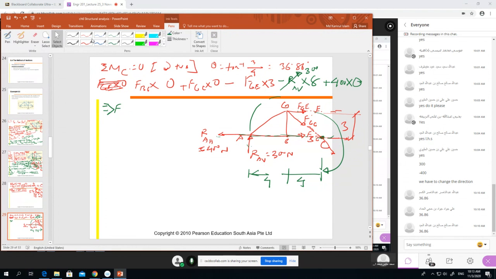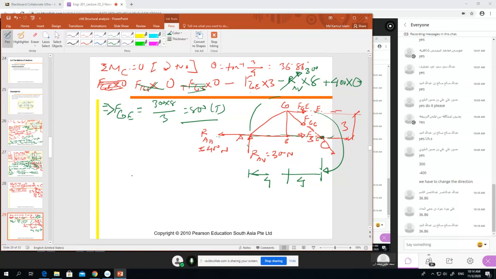So FGE is equal to how much? This is cancelled out, this is cancelled out, we have only FGE, right? So FGE is very simple, 3 divided by 3, so 800. So 800 tension. FGE equals 800 tension. We got the answer. Without long calculation we can see it very simply.